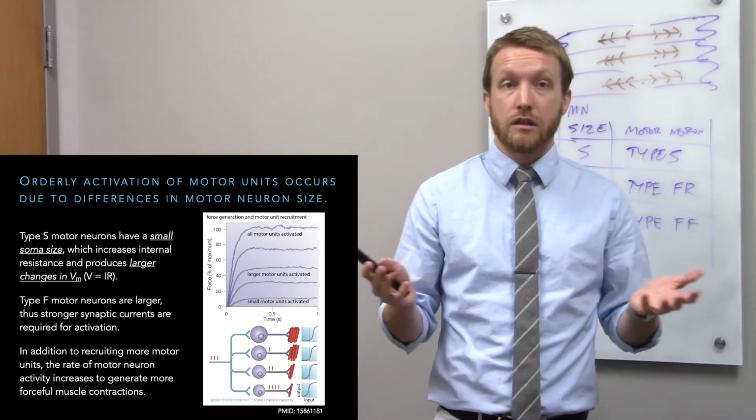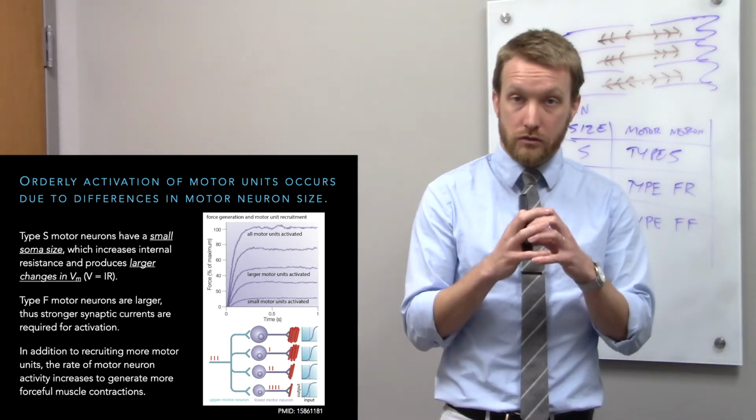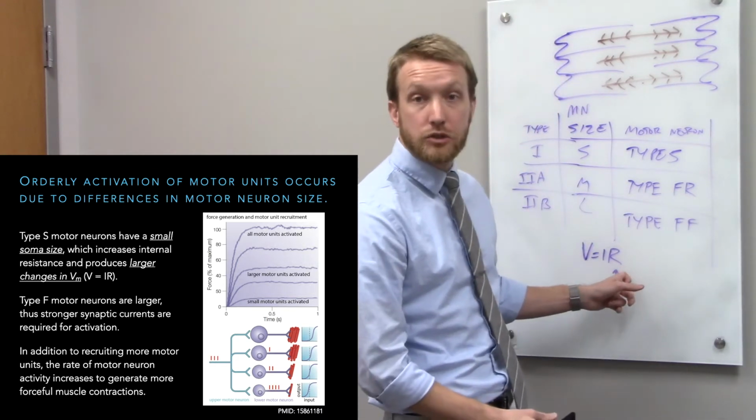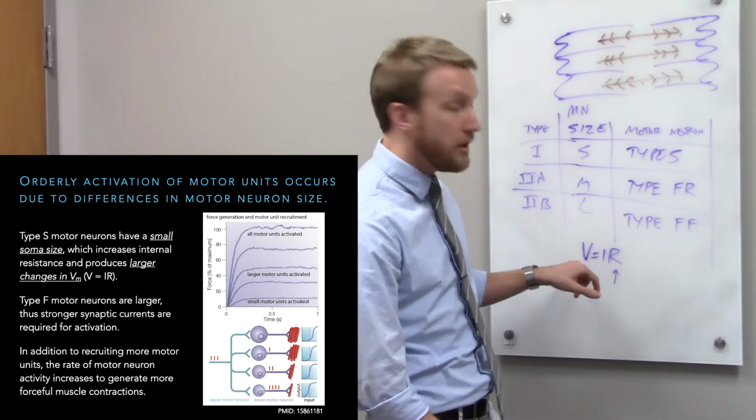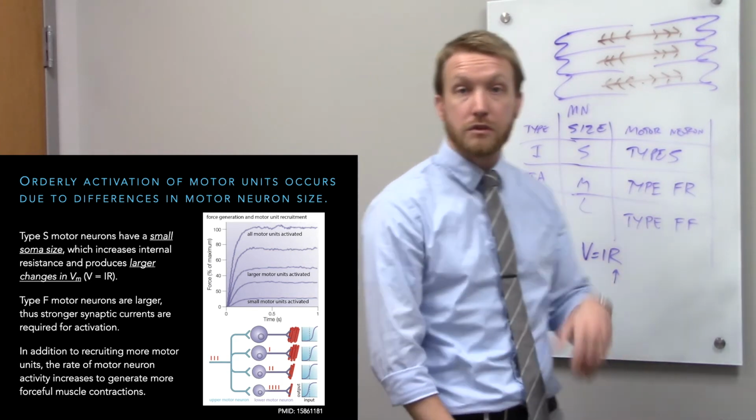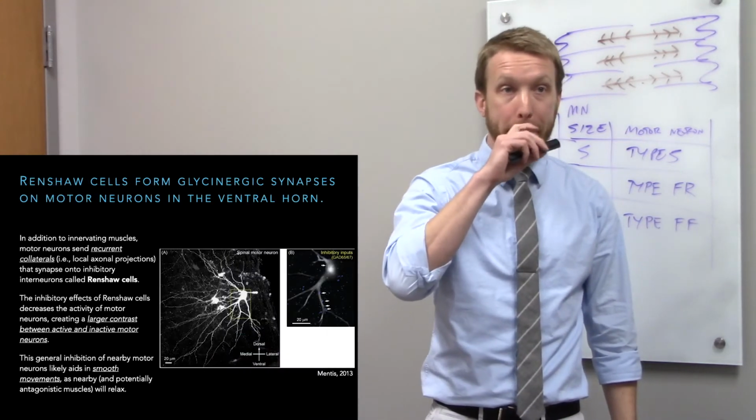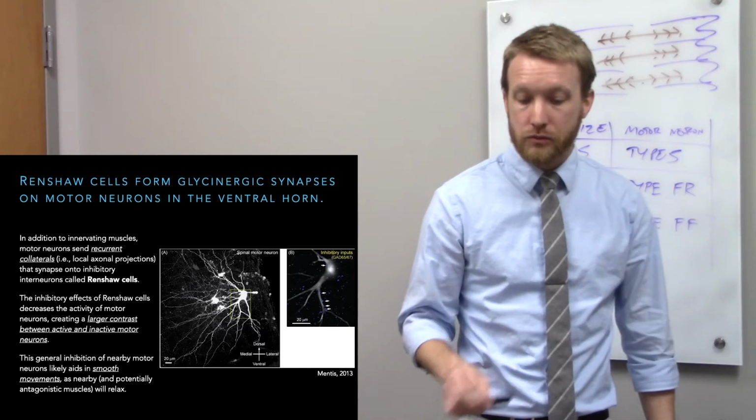So again, it's just Ohm's law. The smaller the motor neuron, the easier it is to reach threshold because it has higher resistance, so charge builds up. The larger the motor neuron, the more current you need to hit threshold. So first we get the small weak ones, then the big strong ones. Now in the spinal cord, we have inhibitory neurons called Renshaw cells.